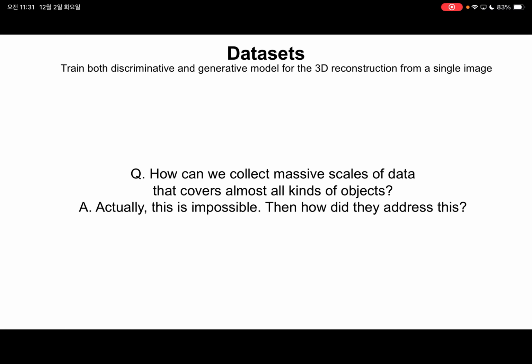Data set is always an issue. These days, especially on the architecture side, everybody's using transformer. Personally, I am not very interested in the architecture side, but data set, representation, loss function, such kinds of things are much more important than architecture. So for the data set, how can we collect massive scale data that covers almost all kinds of objects? There are many objects, right? This one, bottle, microphone, pencil. That is impossible. But they came up with a smart way to address this issue.